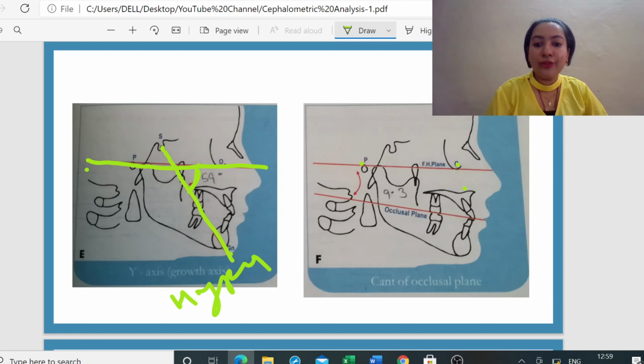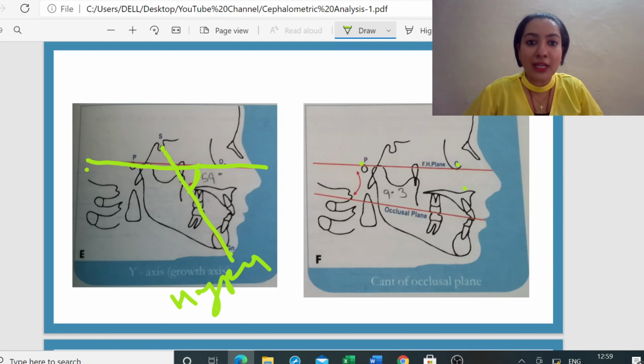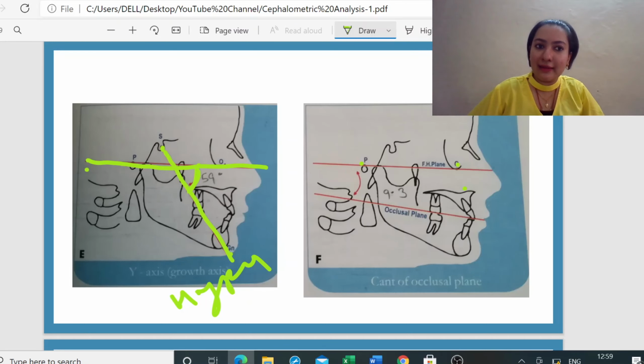Okay, so cant of occlusal plane, once you have obtained the normal value, and in case my value which I get is more than the range, what does it indicate? It means my occlusal plane is canted. If it is canted, it means it is not normal.